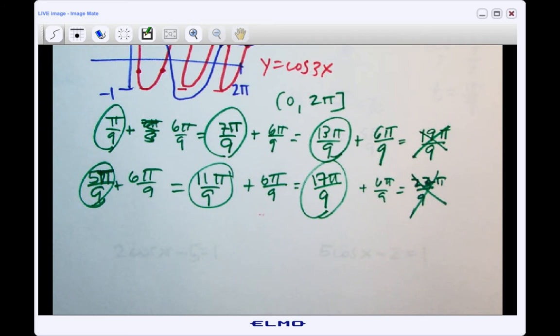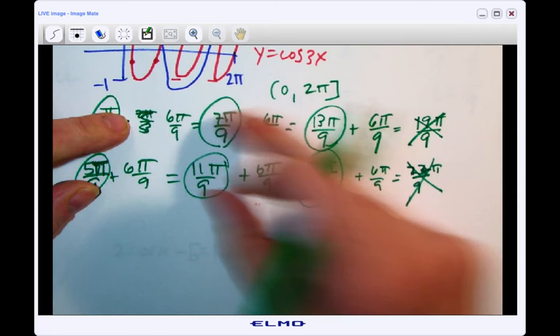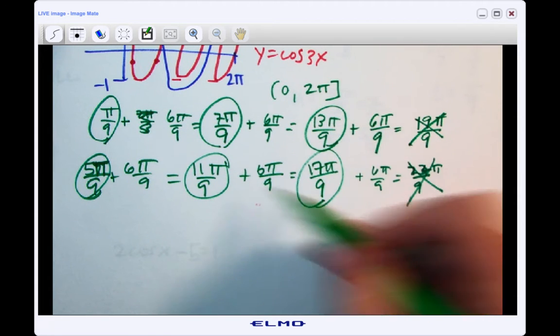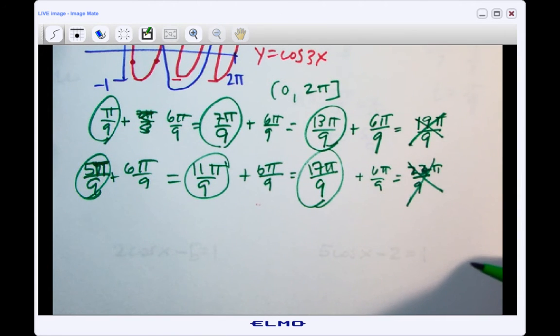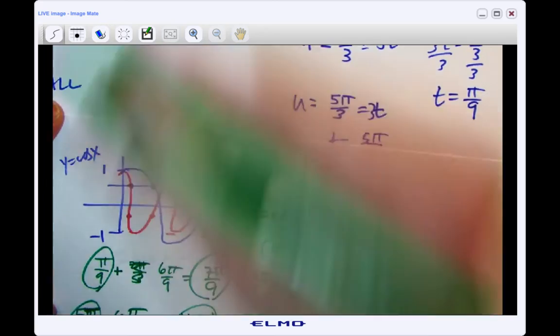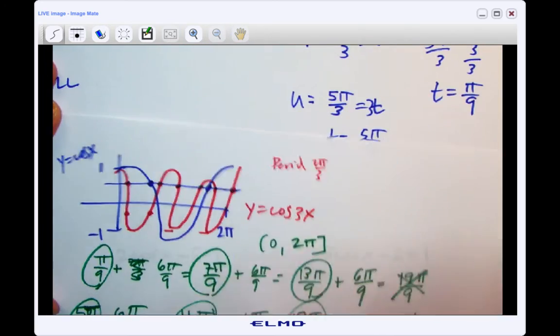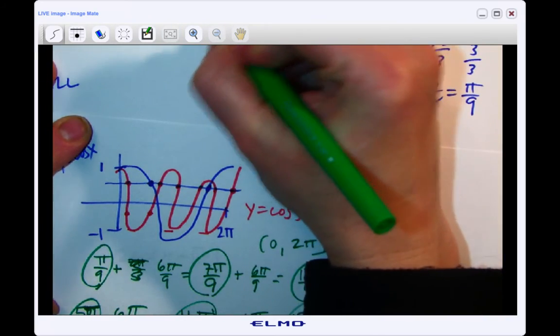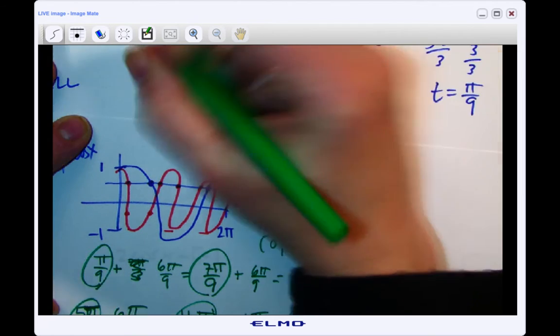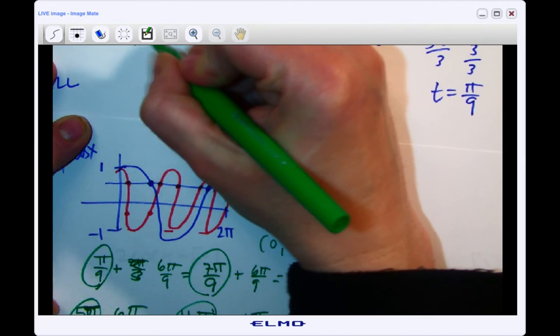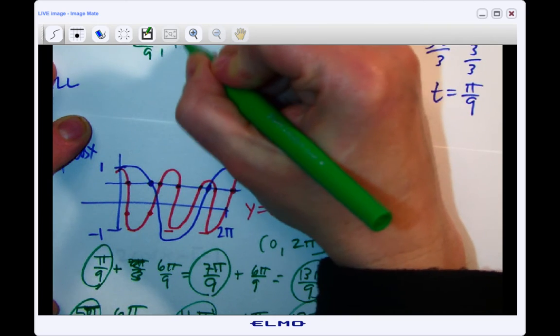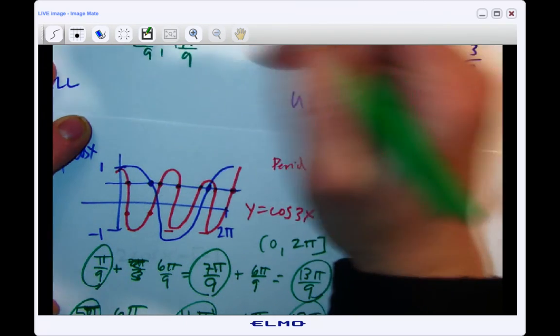All right, so I know that these are my 6 solutions to this between 0 and 2 pi. Make sense? So those are my 6 solutions. So if I were writing them, it's these ones plus, and then my 11 pi over 9, my 17 pi over 9, my 6 solutions.